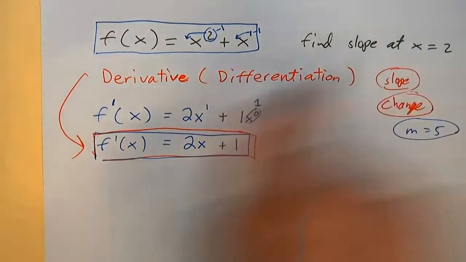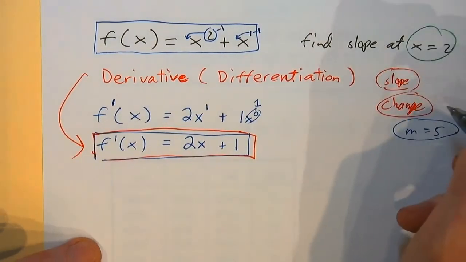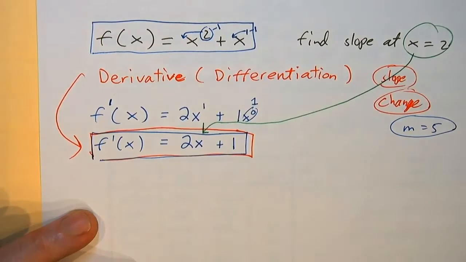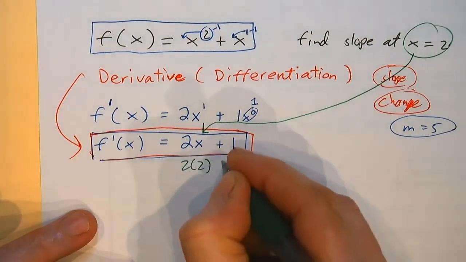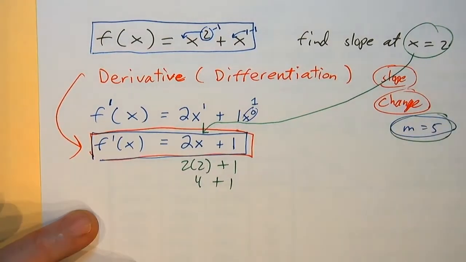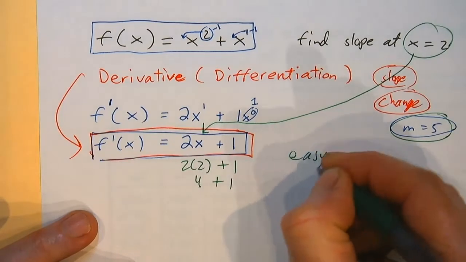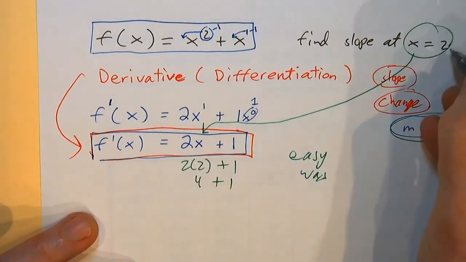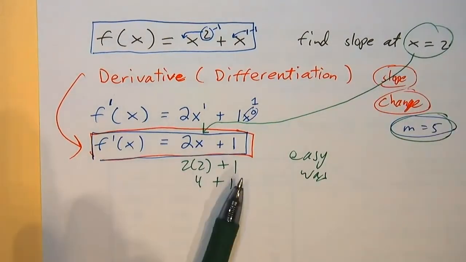Now, you want to know the slope at x equals 2. Just plug in 2. 2 times 2 plus 1. 4 plus 1, 5. Ta-da! Wasn't that easy? That's the easy way. You're not supposed to know that yet, but there it is. In fact, I could plug in x is 2, x is 3, x is 4. I can plug in anything.